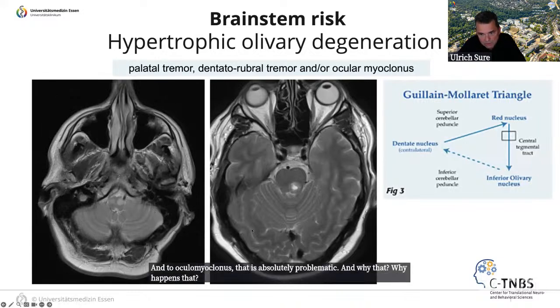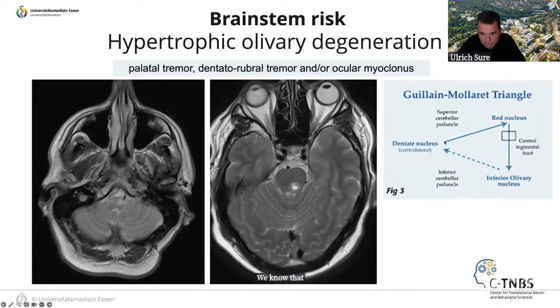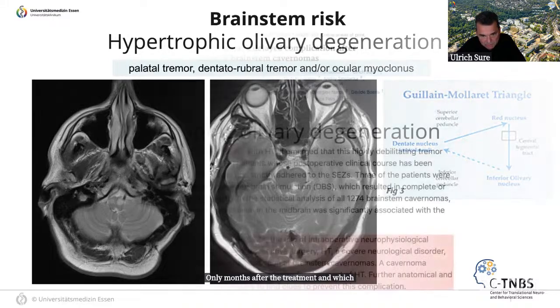We know that this is due to a problem that we cause in the connection between the dentate and the red nucleus. And therefore, the so-called Guillain-Mollaret triangle is altered. The connection is partially destroyed. And this gives this hypertrophic olivary degeneration that typically arises only months after the treatment, and which is severely disabling.